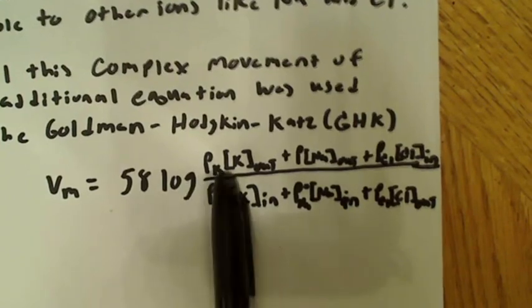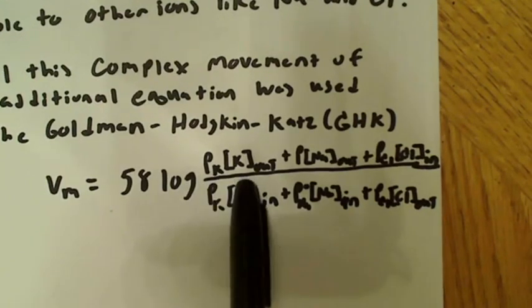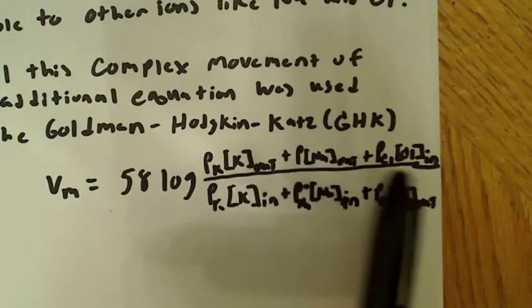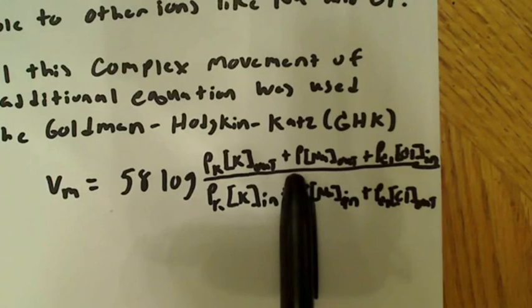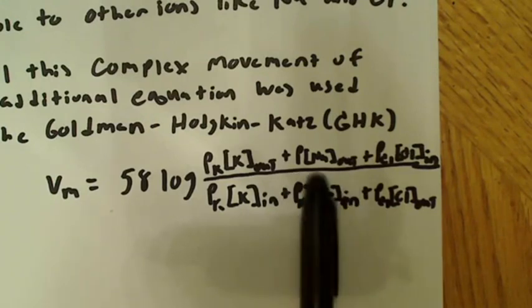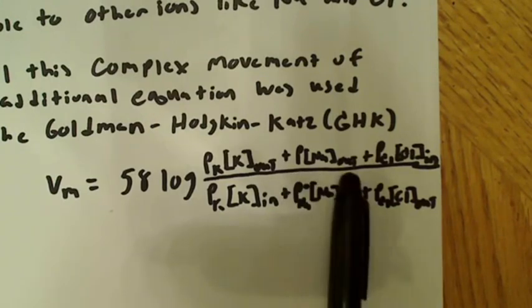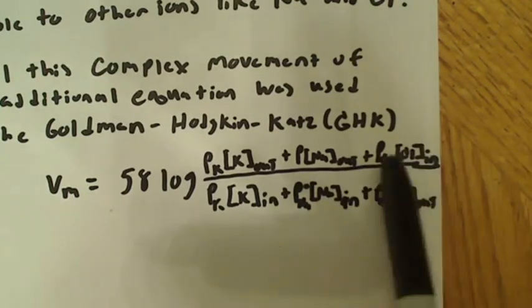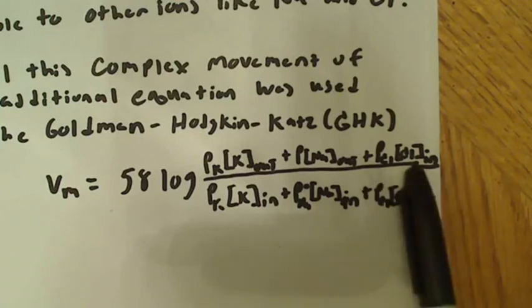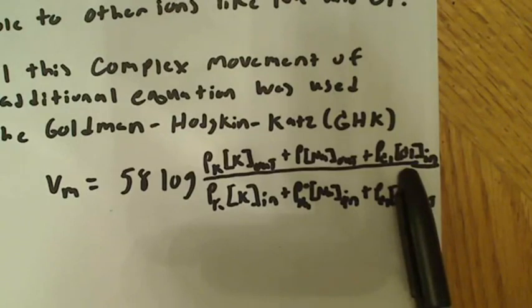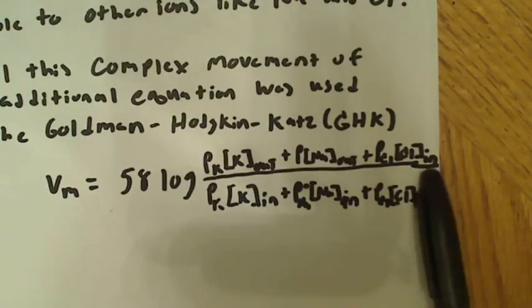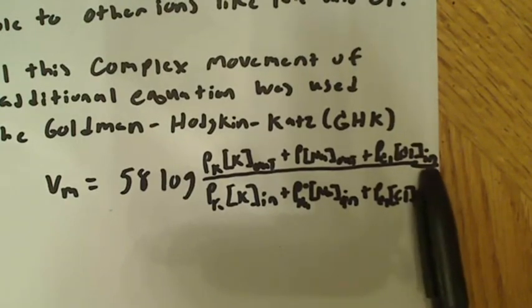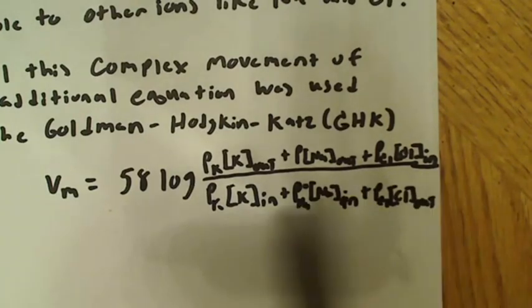So it's 58 log of P of K, the permeability of potassium, times the concentration of potassium outside, plus P for Na, the permeability constant for sodium, times the concentration of sodium outside the cell, plus the permeability for Cl multiplied by the concentration of chloride inside the cell. So the big difference is that this is inside the membrane, this is outside, okay?